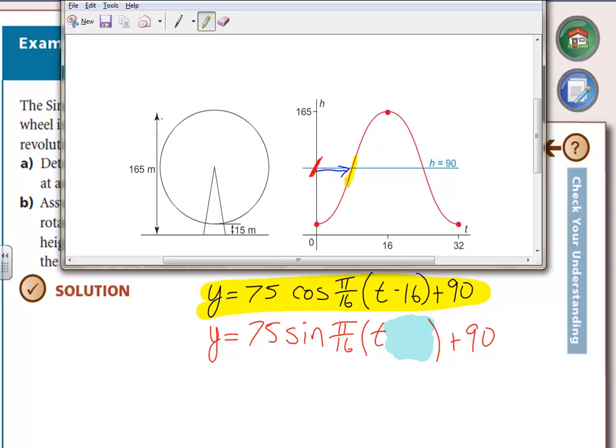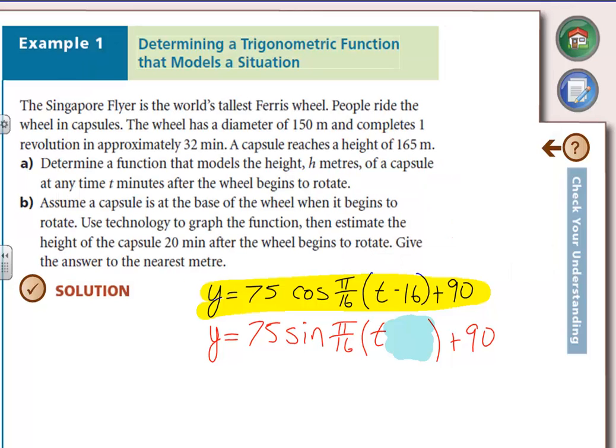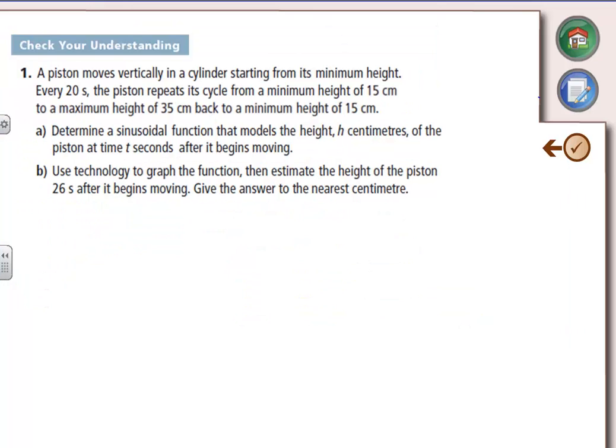And remember that this graph is cut up into 4 parts. Minimum to midline to maximum. So halfway in between the minimum and the maximum is where the midline would be, and that would be at 8. And because that was 8 to the right, we're going to go minus 8. And there's your sine graph for the exact same function.